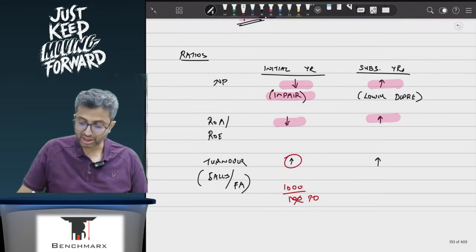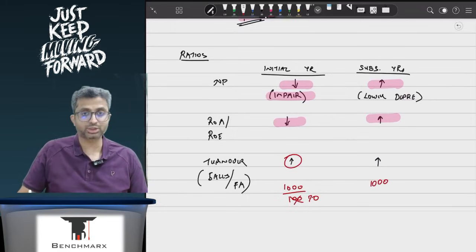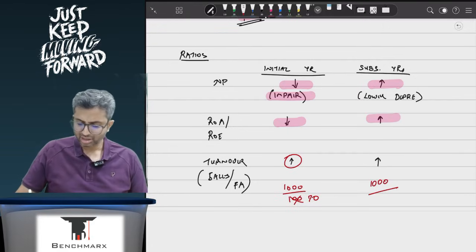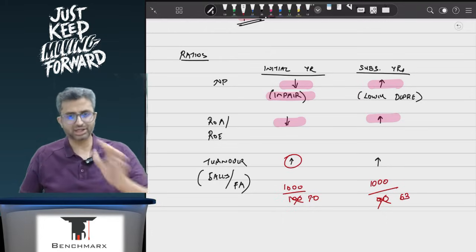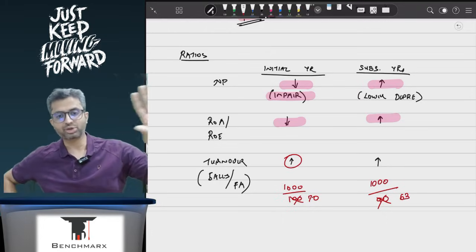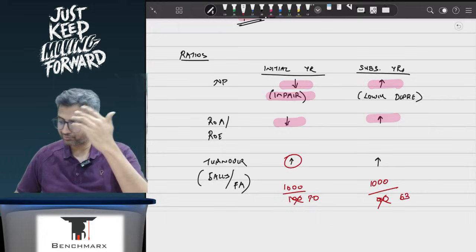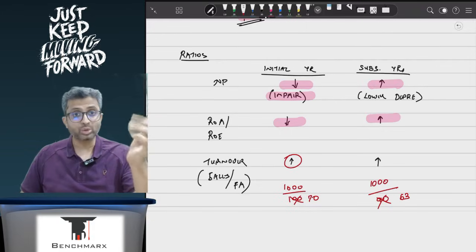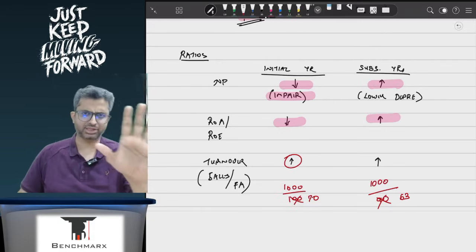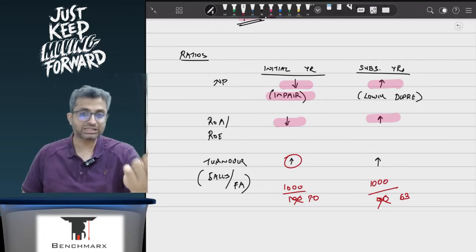Why later years? Ideally, in the next year also, if your sales were 1000, you would have done 1000 divided by the asset, which logically instead of 100 would have come down to 90. Now the asset is coming down to 63. Now 100 minus 10 of depreciation would have been 90. Still 1000 divided by 90, my turnover ratio would have been 11.1. But now this is 70 minus 7. Yes, depreciation is lower, but still my asset is 63.